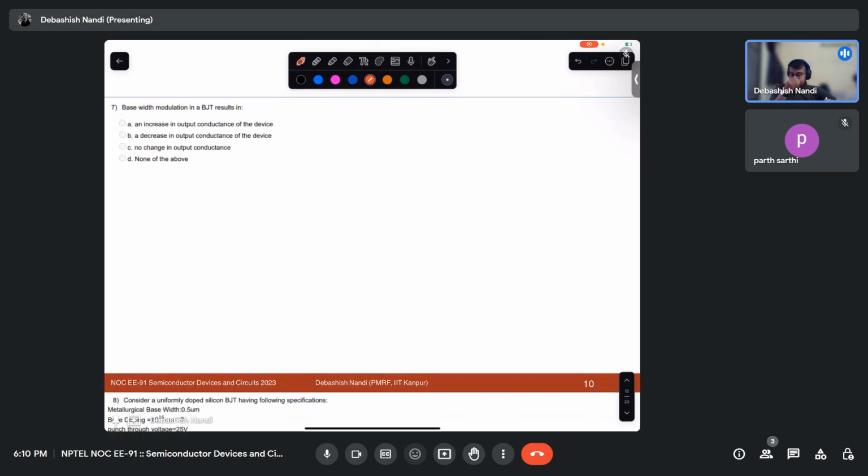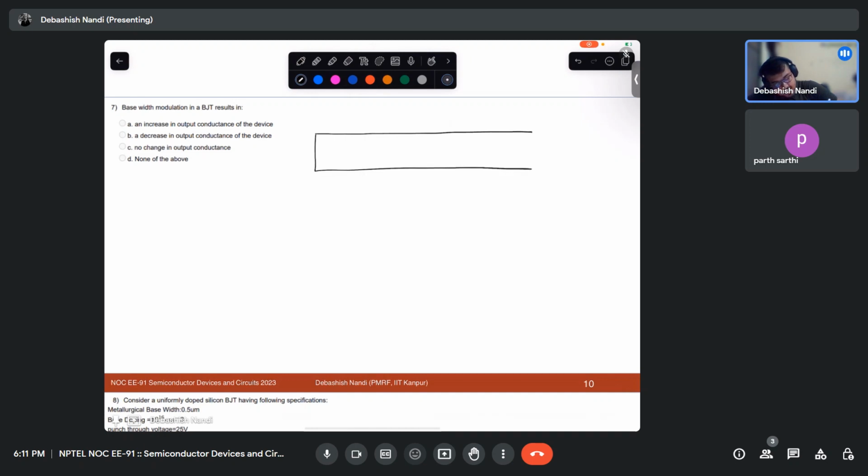Okay. So base width modulation in a BJT results in what? Do you have the idea what is base width modulation? Yes, sir. Change in capacitance. Change in base width. Base width will be changing. Okay, but that is not it. Depletion width will change. Okay, let us go step by step. Assist me in solving this problem.